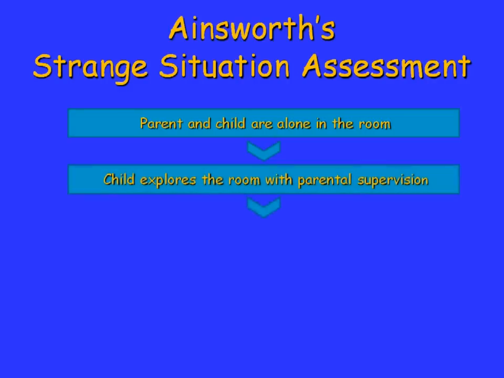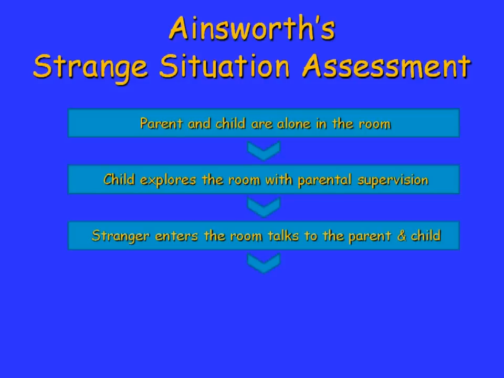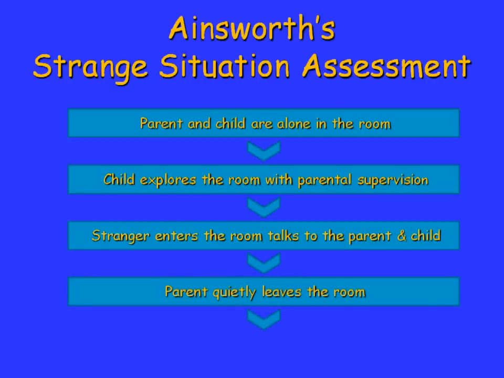So within this room, we're interested in things like toys and cuddly things that the child could have a look at and get interested in, pictures and stuff like that. The stranger enters the room and talks to the parent and the child. So a stranger comes in at this point, talks both to the parent and the child. The parent quietly leaves the room, and then the parent returns and comforts the child.